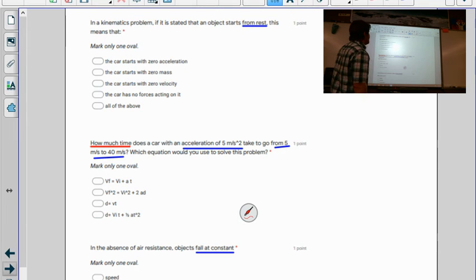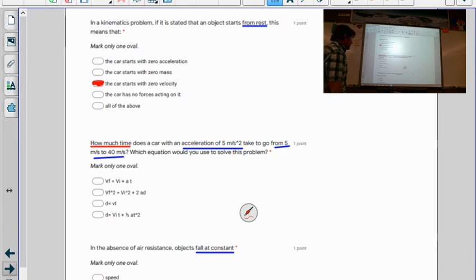It is stated that an object starts from rest. If the car starts from rest, it starts with 0 acceleration. That's not necessarily true. The car starts with 0 mass. Not true. The car starts with 0 velocity. That is true.